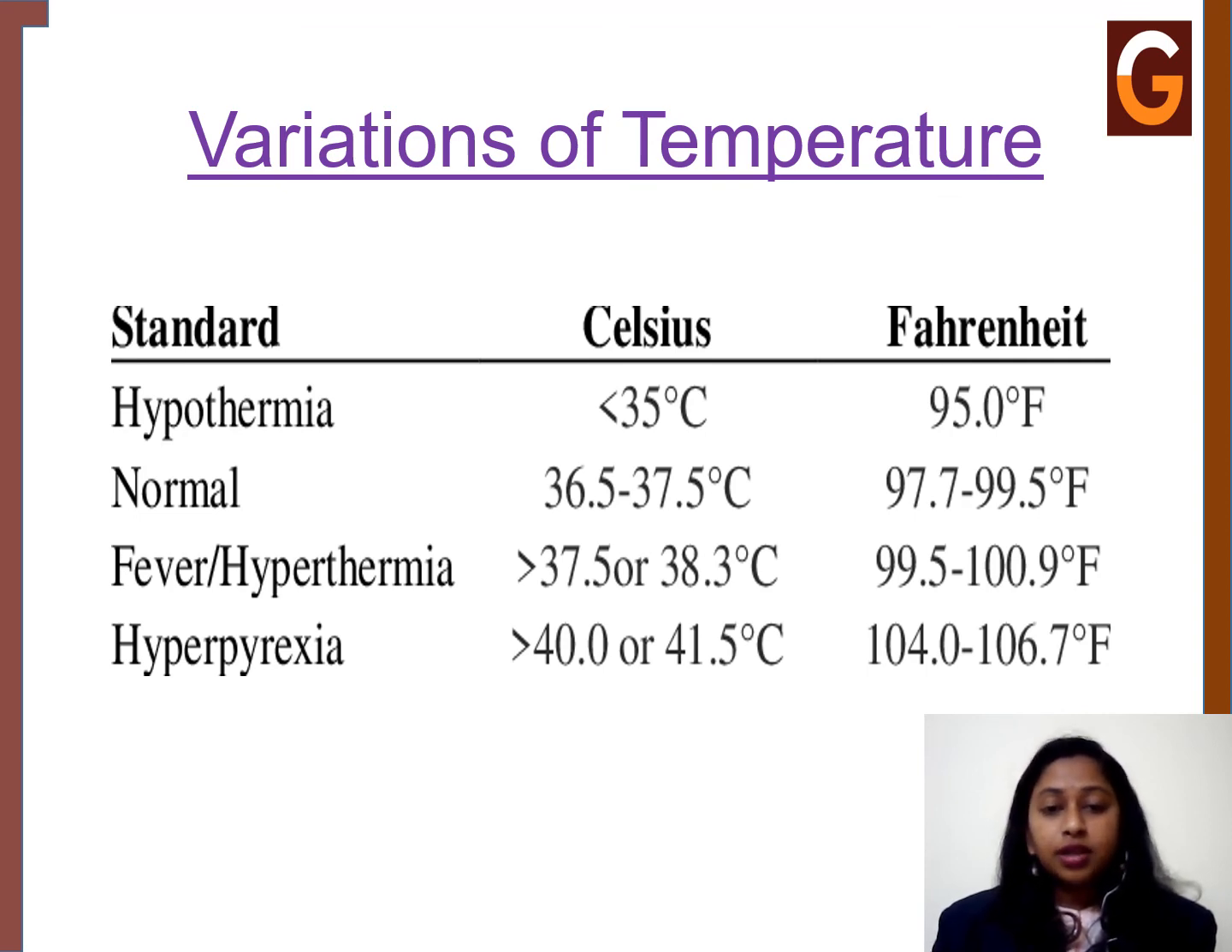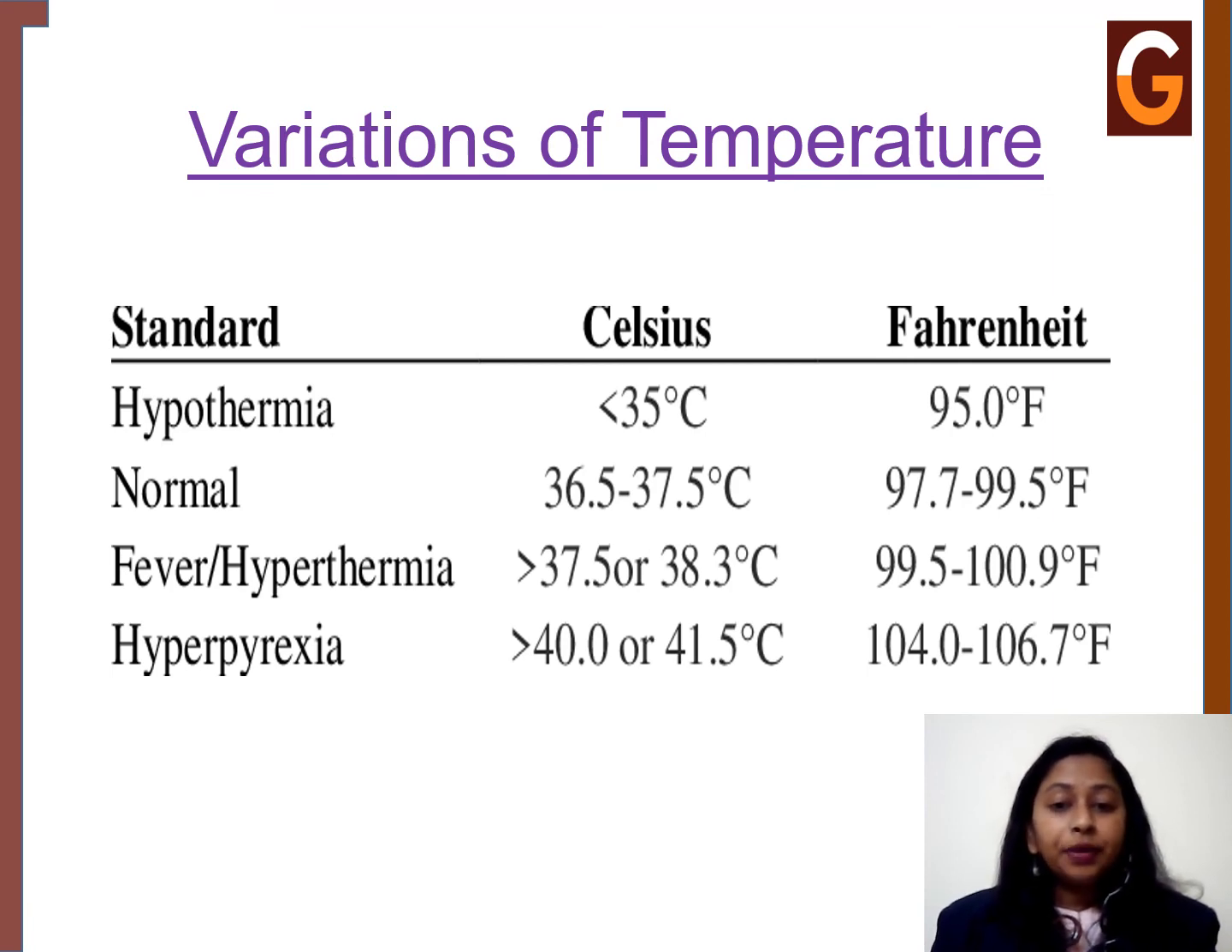In hypothermia, the temperature will be less than 35 degrees Celsius. Whatever falls below it, we call hypothermia, and in Fahrenheit it will be 95.0. The normal range, as we know, is 36.5 to 37.5 degrees Celsius, and in Fahrenheit it will be 97.7 to 99.5. In fever, a slight increase, we can say it is more than 37.5 up to 38.3 degrees Celsius, or 99.5 to 100.9 Fahrenheit.